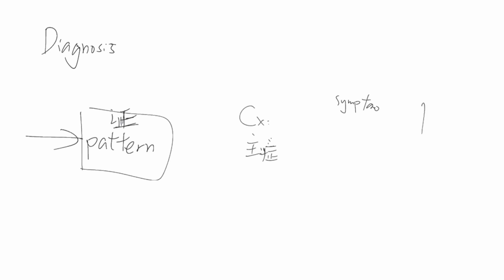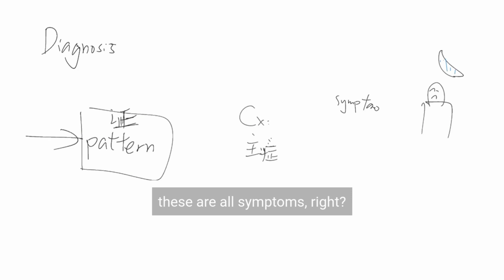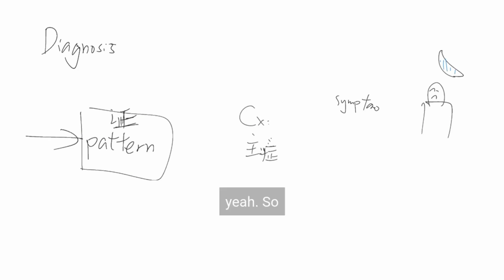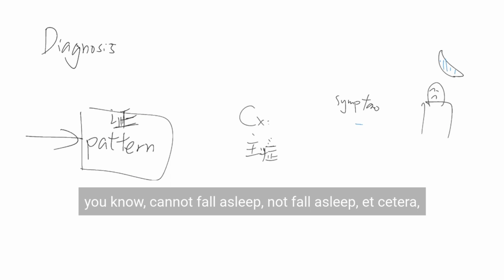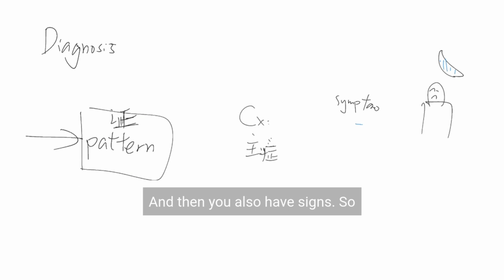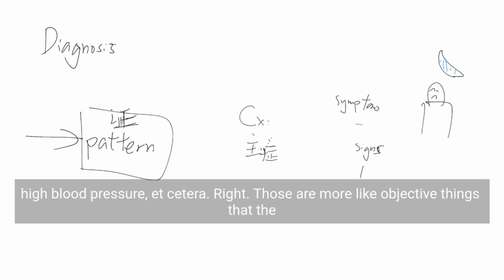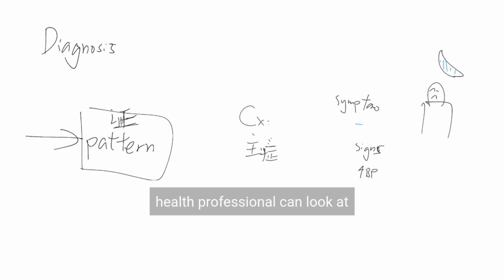And then they'll tell you what they feel, maybe they wake up during nighttime, or they have lots of dreams. So these are all called symptoms. Maybe draw a person here. These are all symptoms: cannot fall asleep, etcetera. And then you also have signs. In terms of modern medicine, maybe it's high blood pressure, etcetera. Those are more like objective things that the health official can look at.